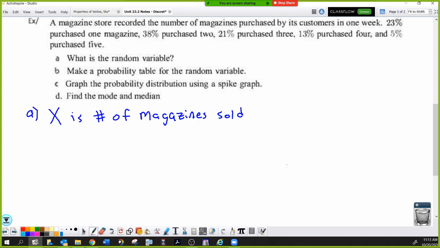Part B says make a probability table for the random variable. So let's do X and P of capital X equaling X. And you know what, if it helps you, let's make those fancy X's, that way it's more obvious. The little x will be fancy.